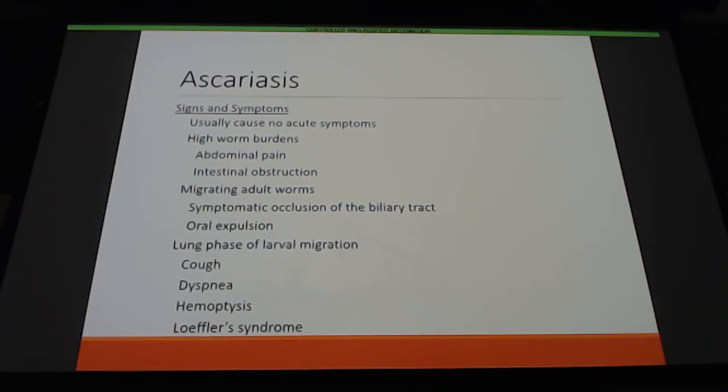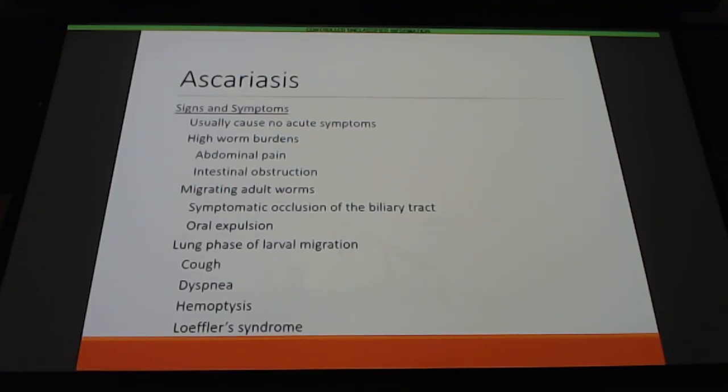Now there it tells you migrating adult worms may go other places. And there it's got the oral expulsion, which means it may come up your stomach, up your esophagus, and out your mouth or nose. Right? That's just because there are so many of them. And remember, there's other places they can go and other things they can block. They can block your pancreas, they can block your gallbladder, they can block your appendix, at which point they can cause any of those issues as well. So other things to keep in mind with Ascaris.